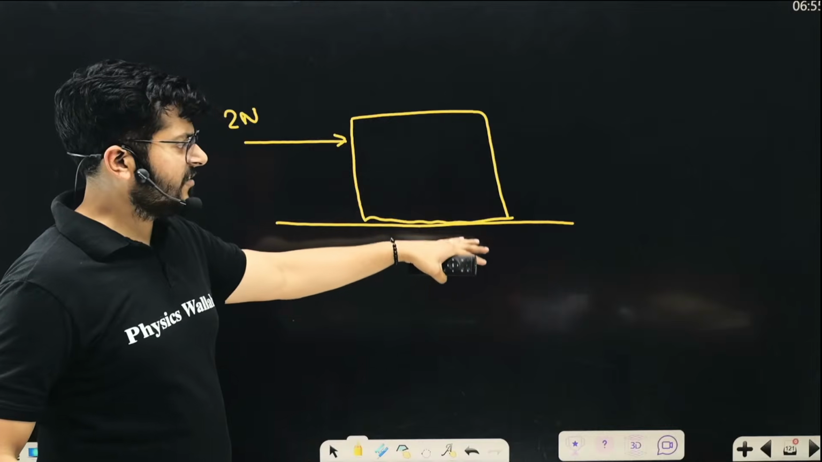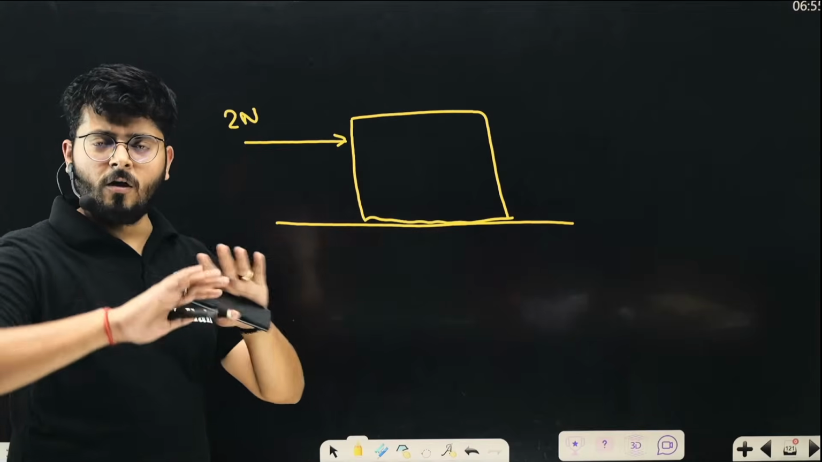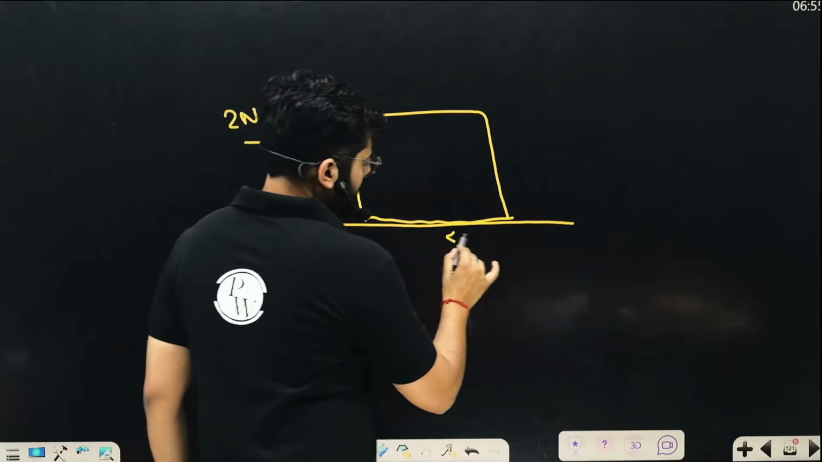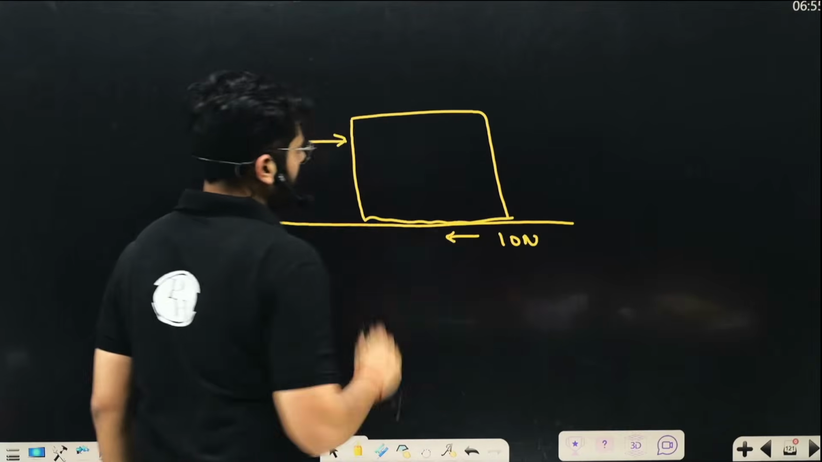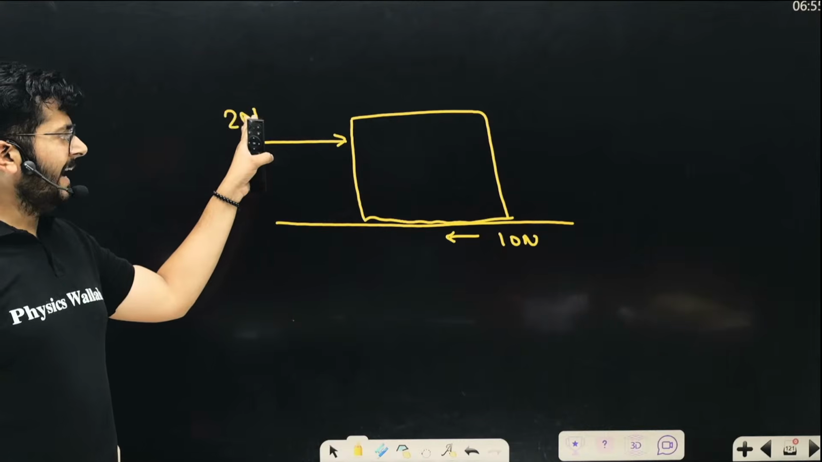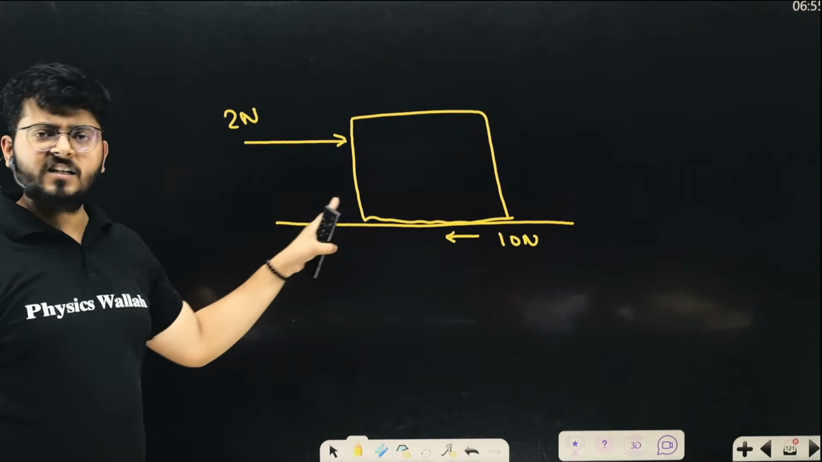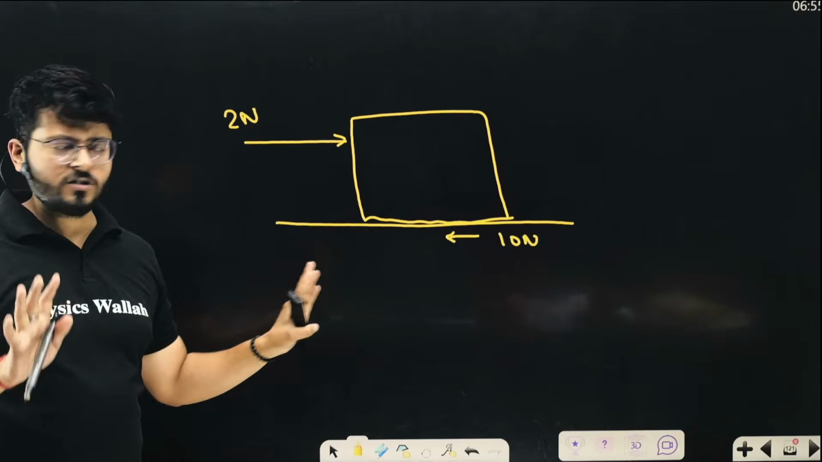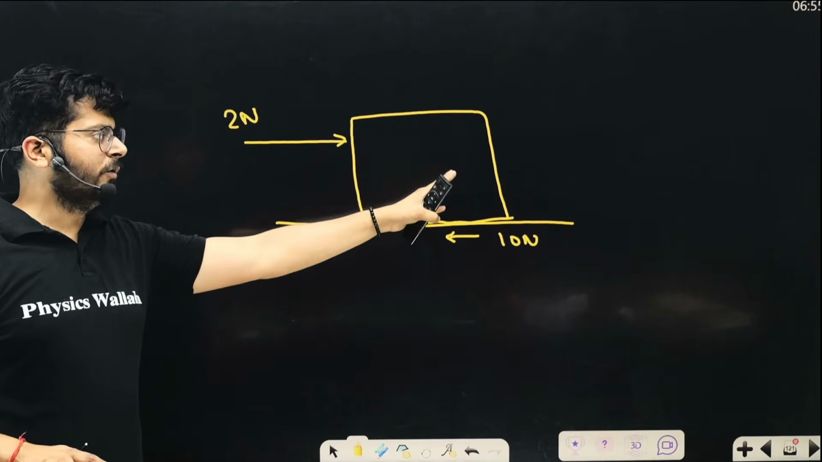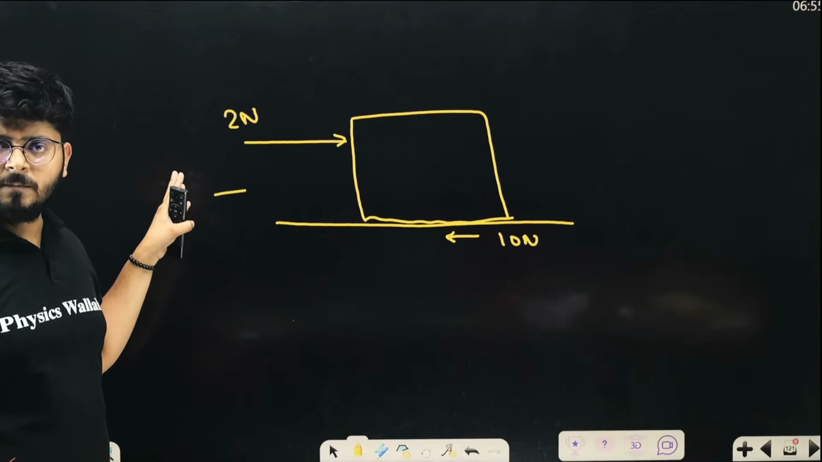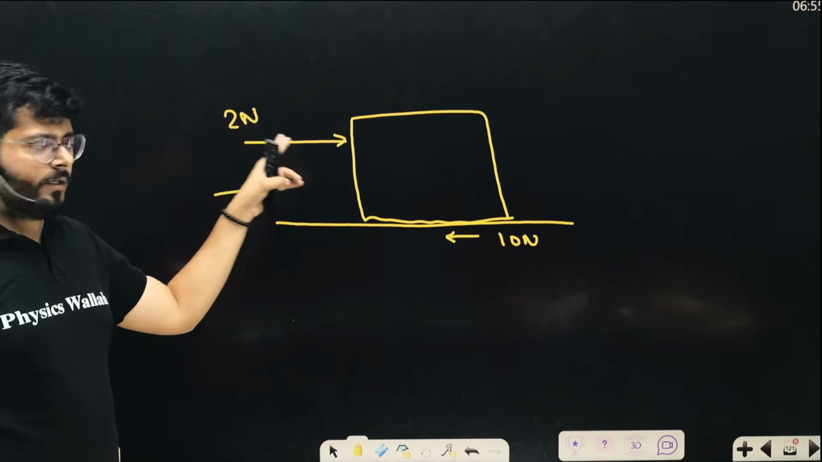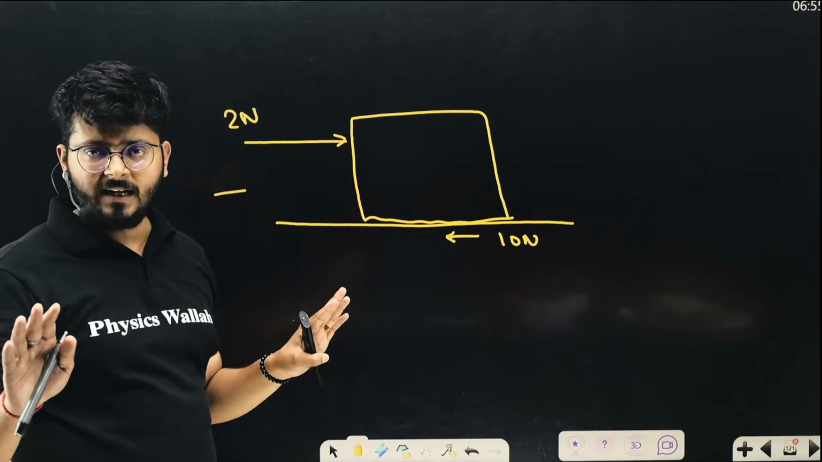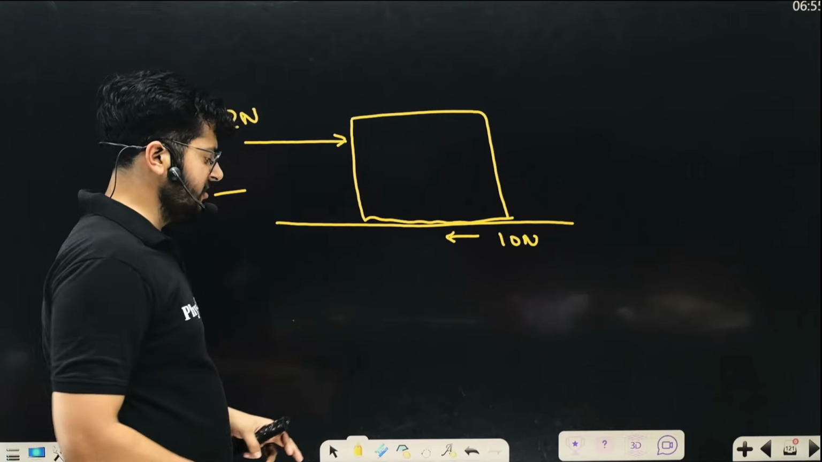Now think about it. If the static friction between these two surfaces were always constant, let us say static friction is 10 Newton, and right now the 10 Newton static friction is acting on the block. You are applying 2 Newton and the static friction is 10 Newton. So effectively, there is 10 minus 2, 8 Newton force, and the 8 Newton force will move the body in this direction. So you are applying 2 Newton and the body is moving with a net force of 8 Newton, which is not possible. Nature cannot go against itself.